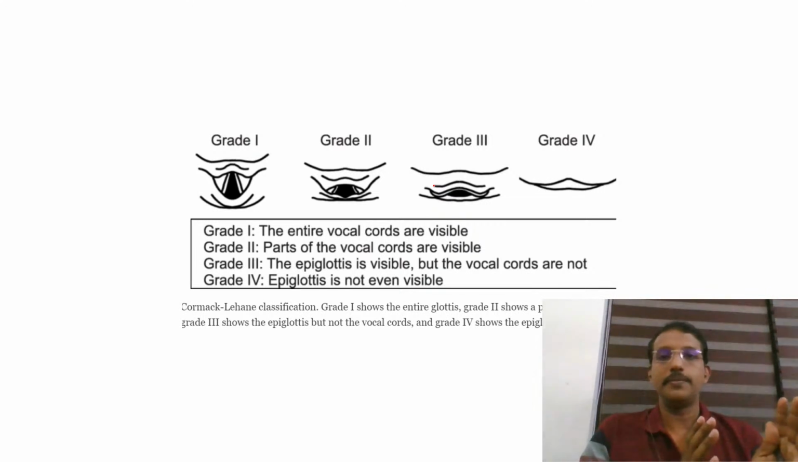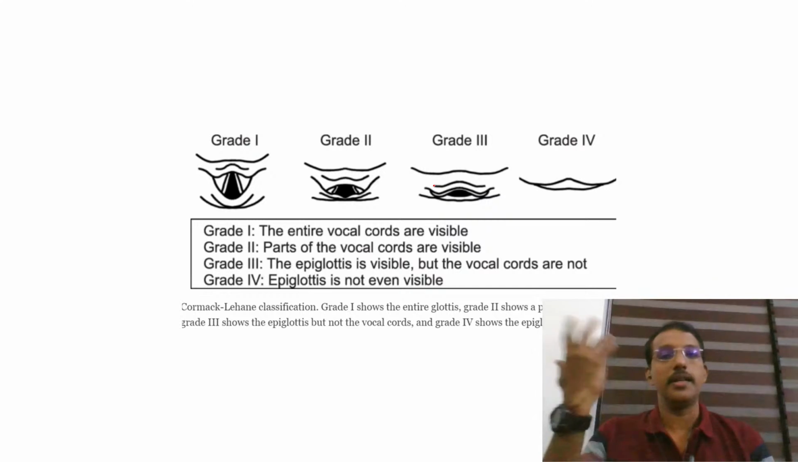This is known as Cormack and Lehane scale. Cormack and Lehane scale is an intraoperative assessment, while Mallampati is a pre-operative assessment. That is how you can call it.